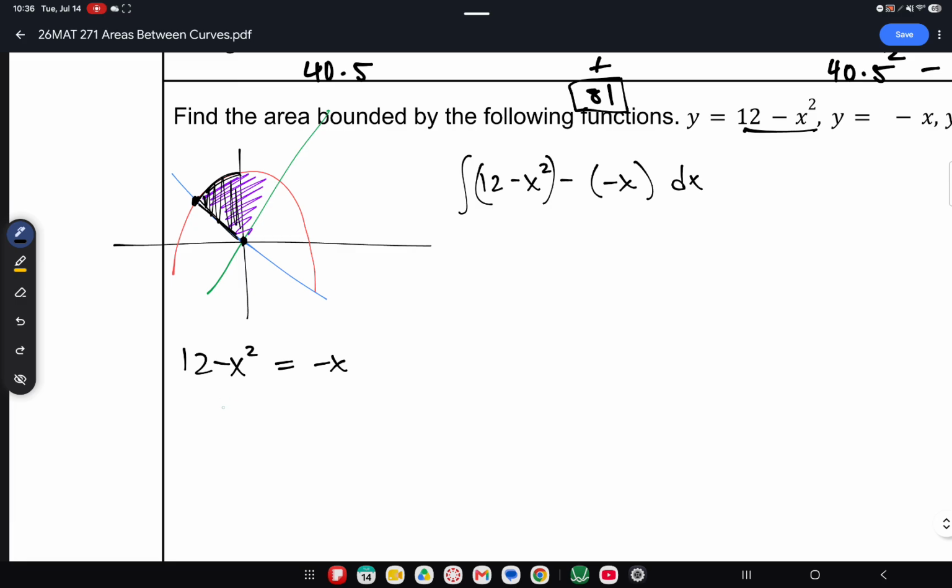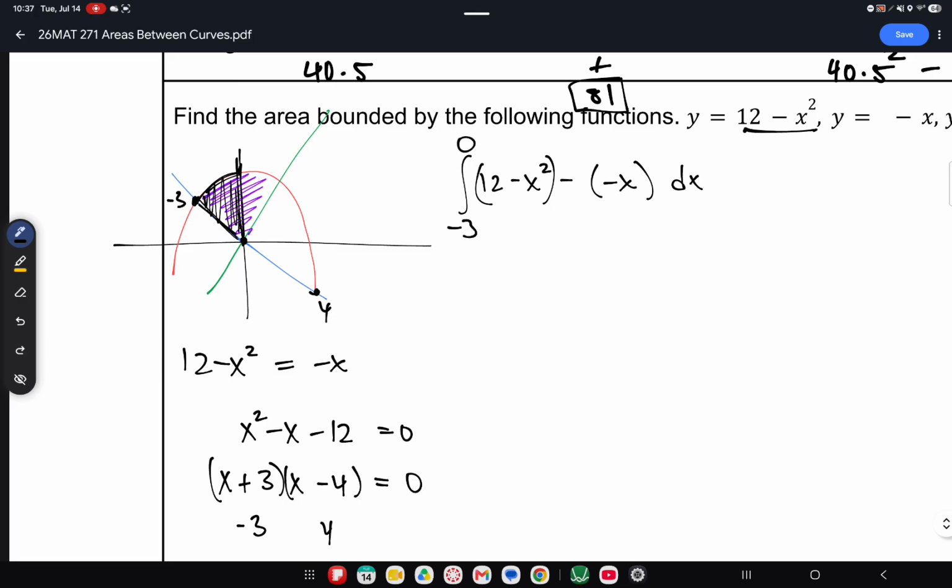I like when the leading term is positive. So I'm going to add the x squared over and subtract the 12 and then factor. So I think I can find two numbers that multiply to negative 12 and add to negative 1. So I'd get negative 3 and positive 4, which would be right here, right? Negative 3, and this one would be positive 4. But then they don't intersect at 0, 0, but that's the bound I'm going to use it for. So we're going to go from negative 3 to 0.